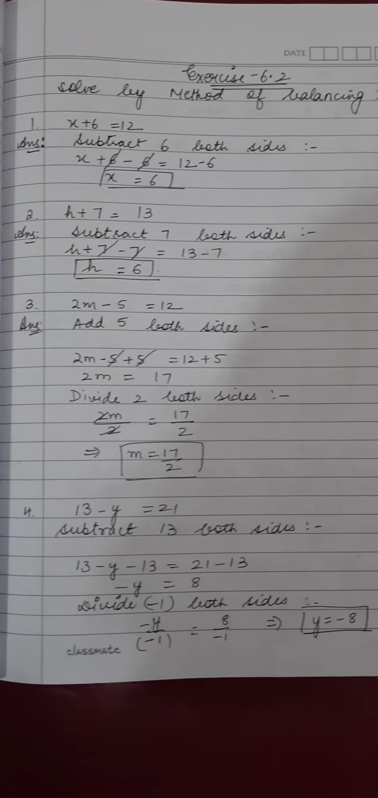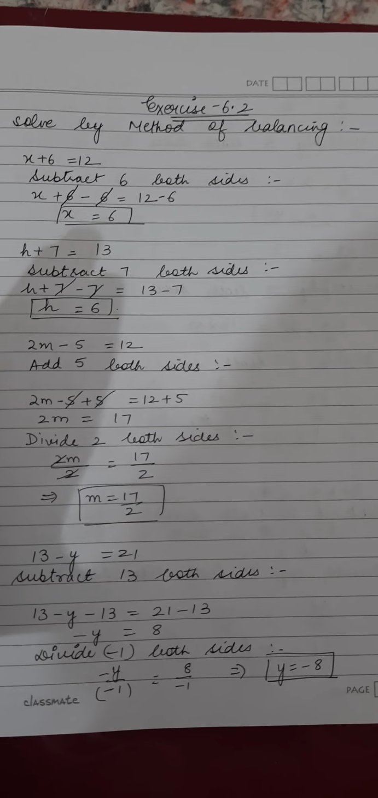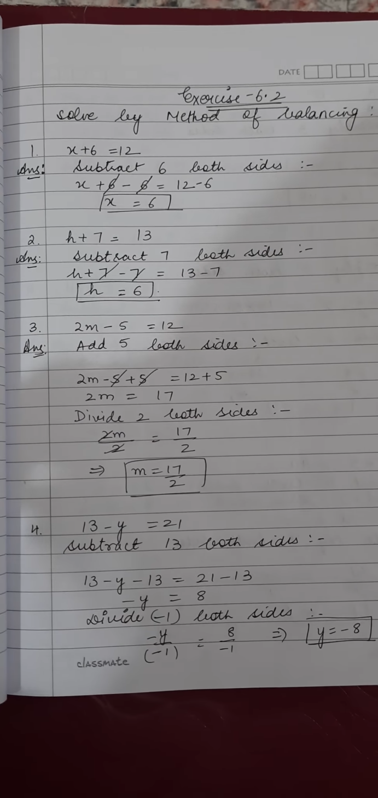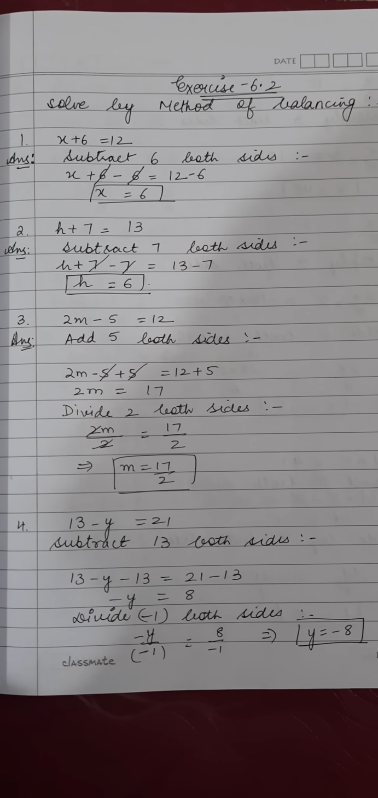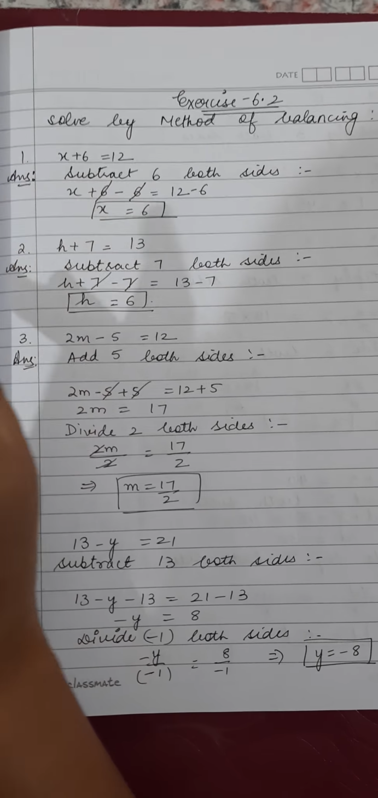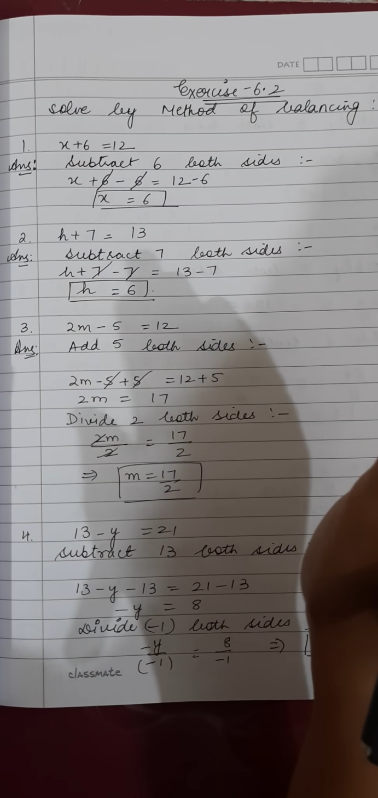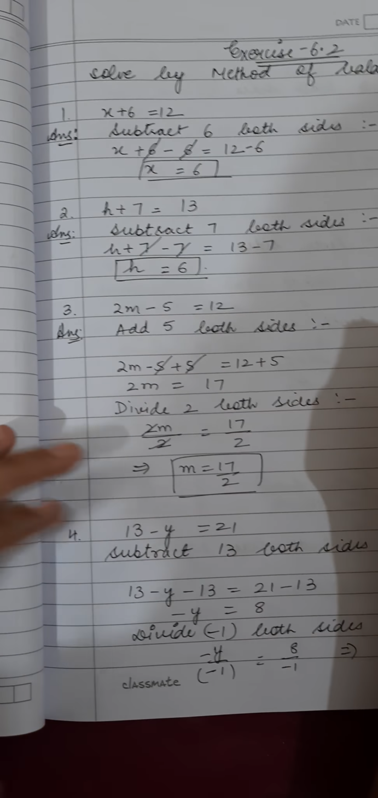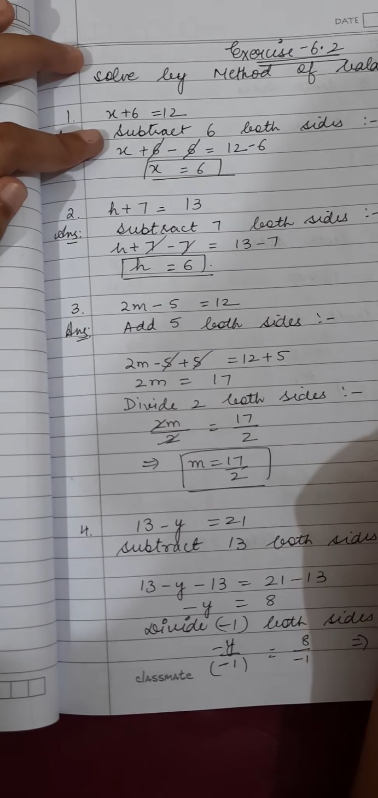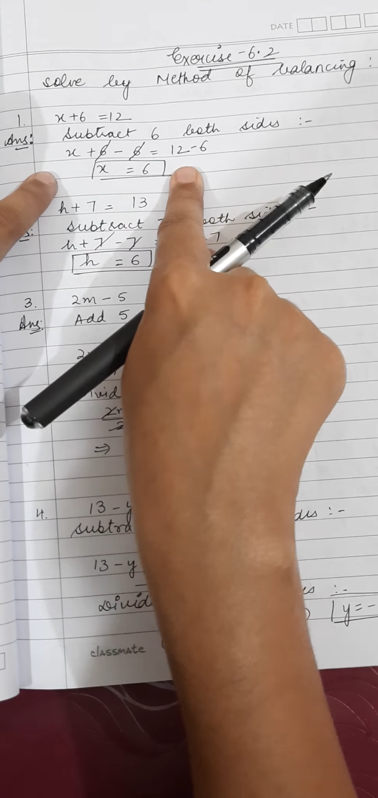Now let's move to 6.2. This is another method of balancing. This is a very easy method. Again, you have done this in the 6th grade. Solve by the method of balancing. Balancing means whatever you add on one side, the left side, you have to add the same number to the right side. If you subtract a number on the left side, you have to subtract the same number on the right side. See the first question.